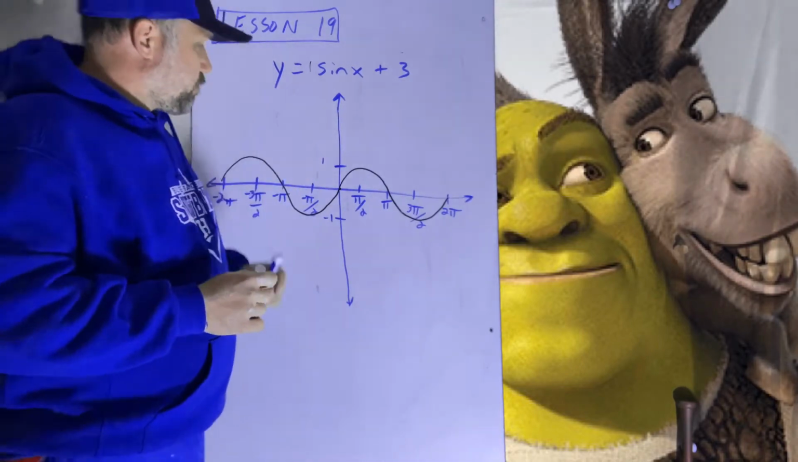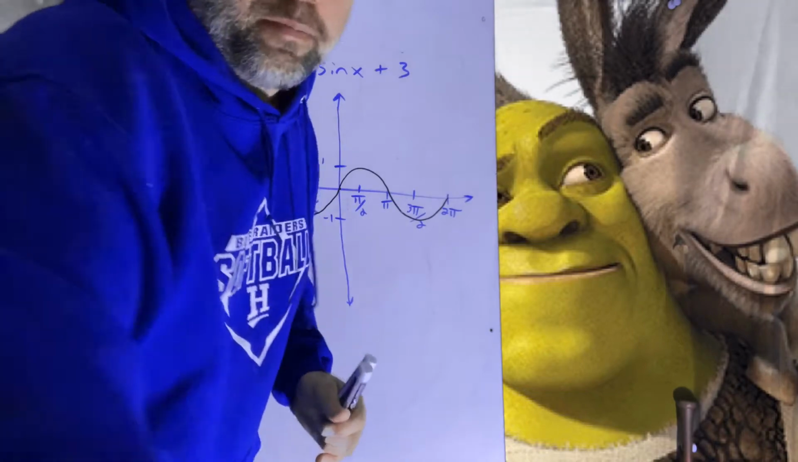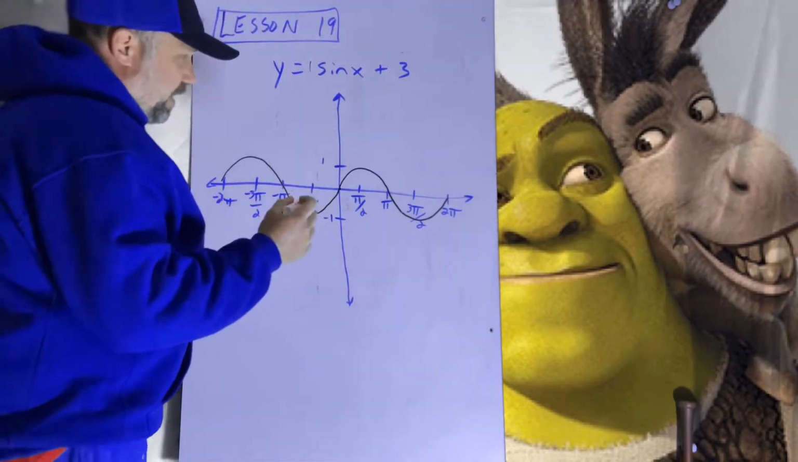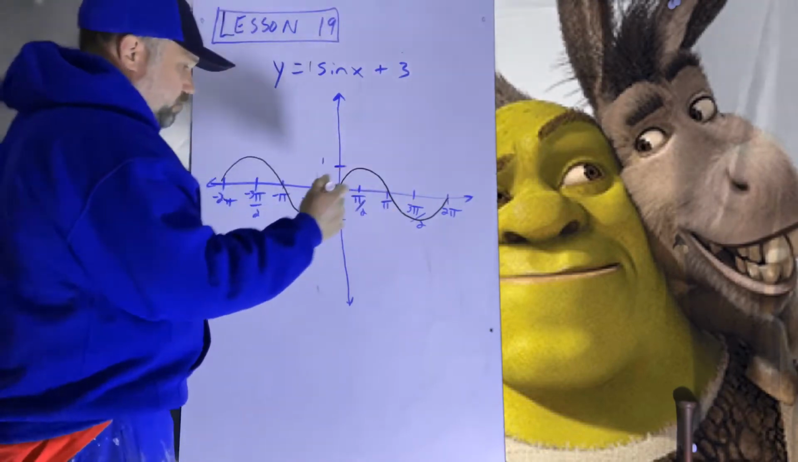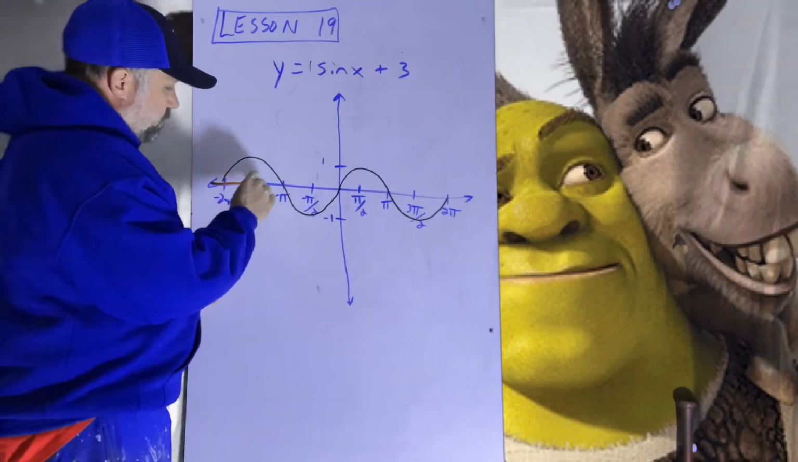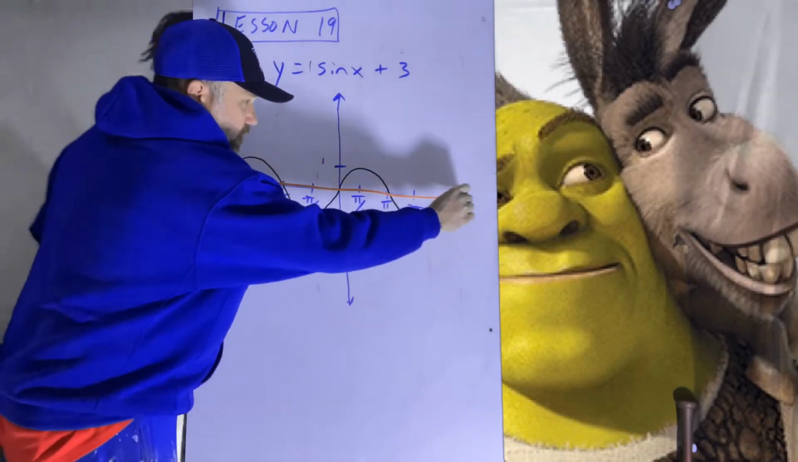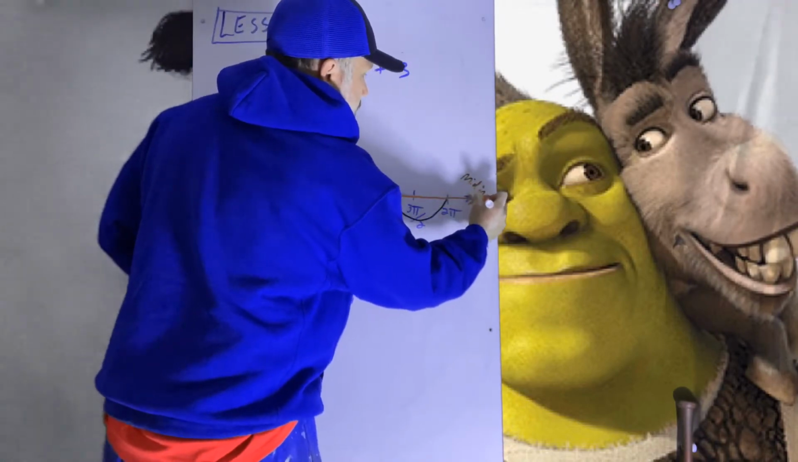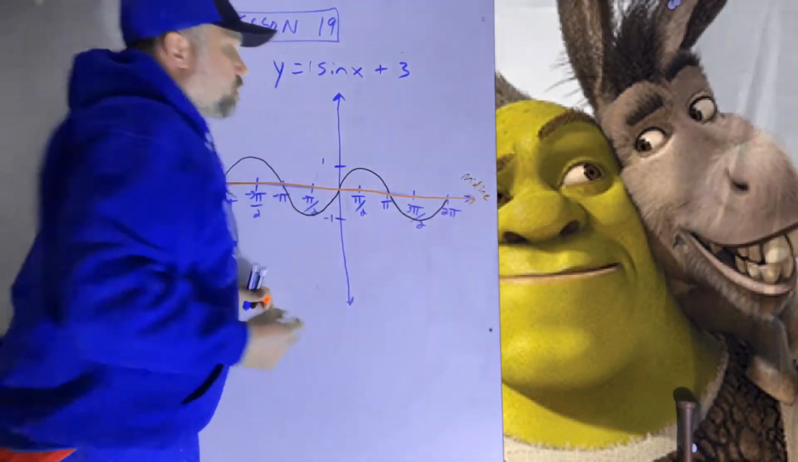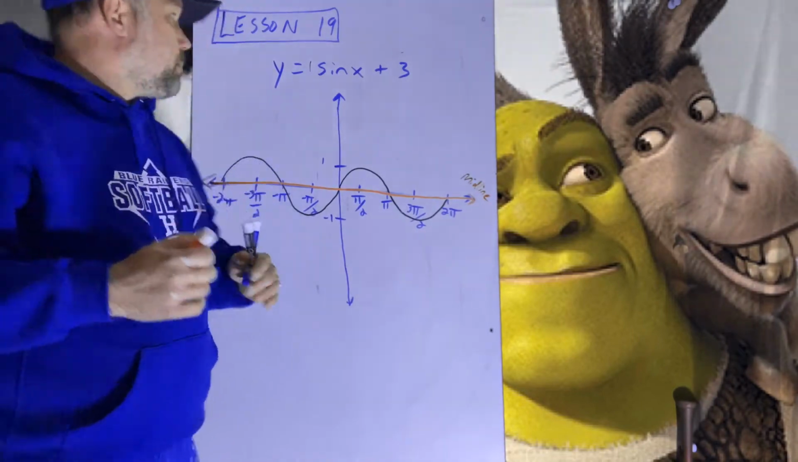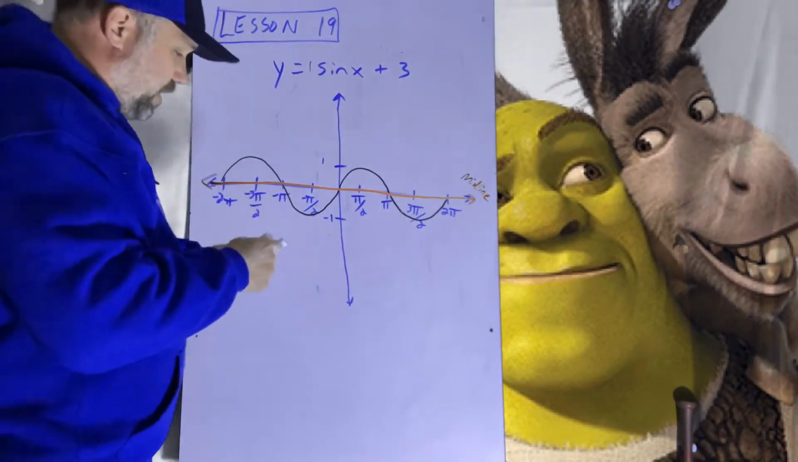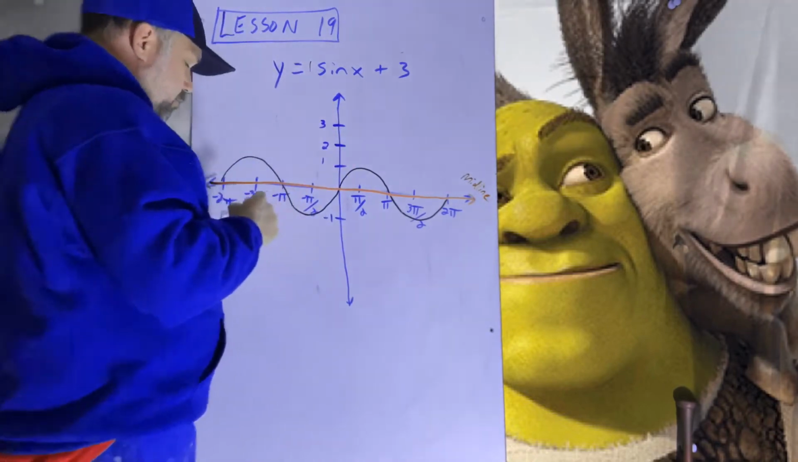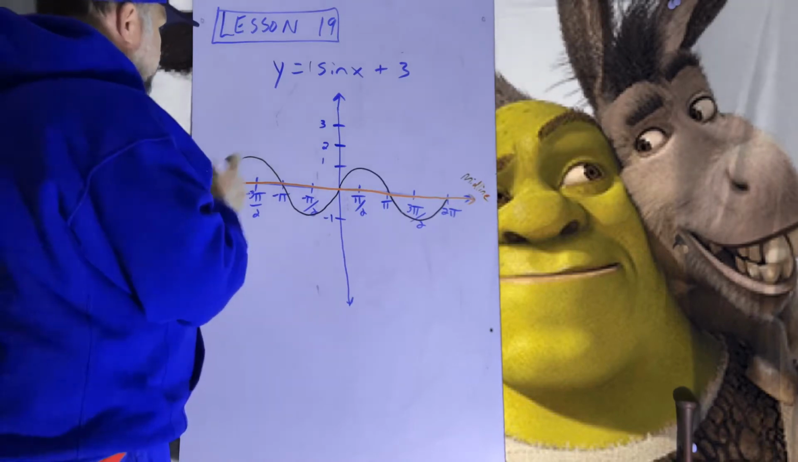What does the plus 3 do? Well, it's going to move this graph's midline. Let me just talk about the midline real quick. The midline is the line that goes right down the middle of this graph. So I'm going to highlight it in orange right here. For this graph, the x-axis is the midline. So this is called the midline of the graph. We're going to move that midline up 3 units. So what's going to happen is the graph is now going to be sitting up here at 3, and its new midline will now be at 3.